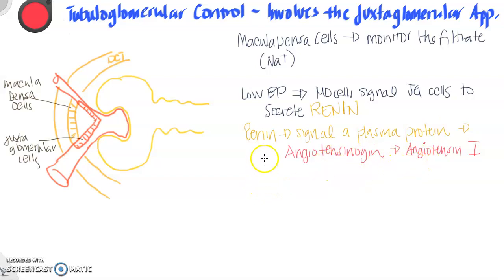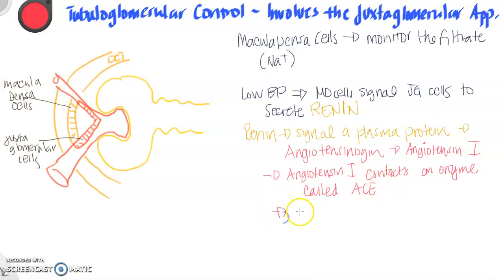All right, angiotensin 1, if it contacts a substance, which is an enzyme, called ACE, then it will become angiotensin II.